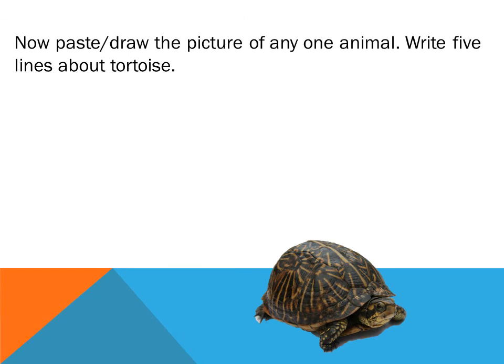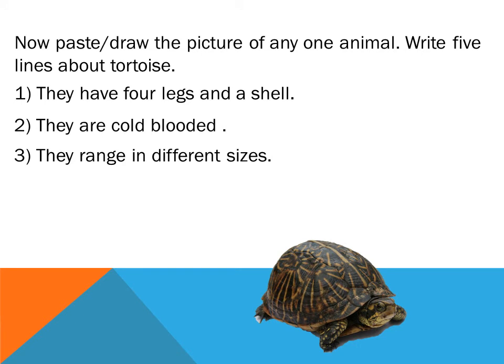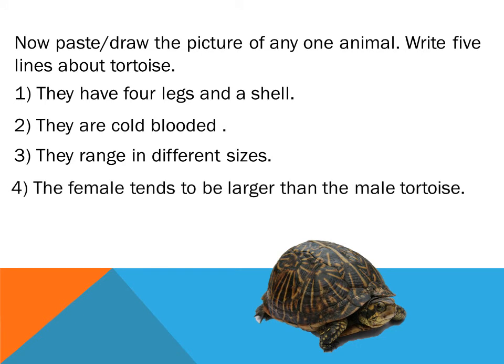Now paste or draw the picture of any animal. Write 5 lines about the tortoise. They have 4 legs and a shell. They are cold-blooded. They range in different sizes. The female tends to be larger than the male tortoise. They live up to 90 years.